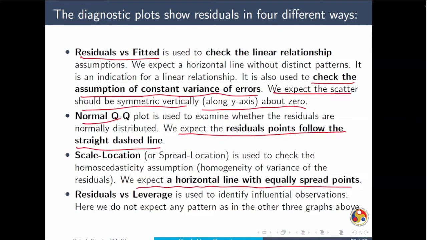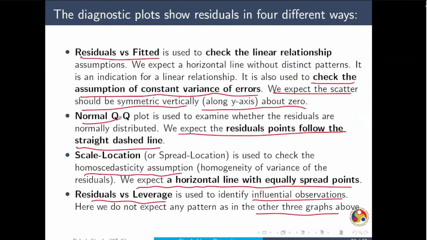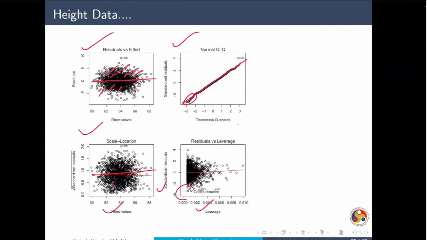Okay, and this is to check homoscedasticity assumptions. And the last one, residual versus leverage, is used to identify the influential observations. Here we do not expect any pattern in the other three graphs above. You can observe there is a red line here. If there are some points here, then there is a chance that there are influential points there, but at least in this graph, there is none. So I should not care about that.